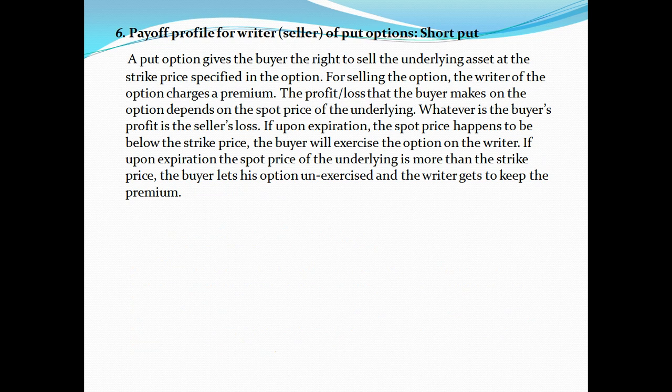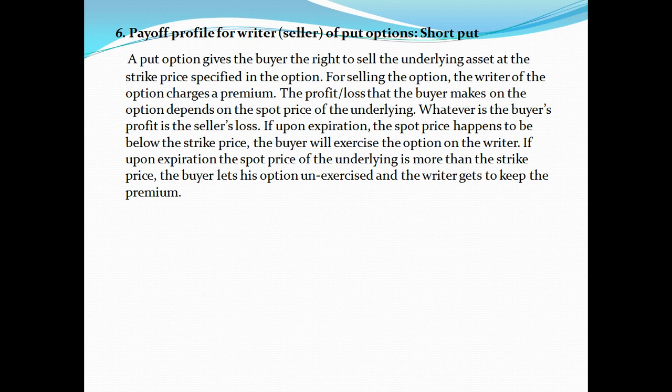So the last is the payoff profile for the writer or seller of a put option, the short put. A put gives the buyer the right to sell the underlying asset at the stock price specified in the option. For selling the option, the writer of the option charges a premium. The profit or loss that the buyer makes depends upon the spot price of the underlying. What is the buyer's profit is the seller's loss.